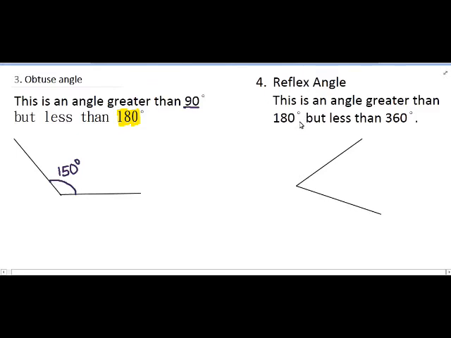The next one is the reflex angle. A reflex angle is an angle which is more than 180 degrees but less than 360 degrees. So that's one thing we know about the reflex angle. In this reflex angle, the measure can be about 230 degrees, or let's say 256 or 197, but it's actually greater than 180 degrees but less than 360 degrees.